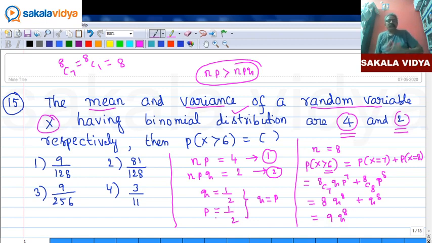So q is equal to how much? 1 by 2. So this is equal to 9 times 1 by 2 power 8, that is 9 by 256. So the third option is the right option.